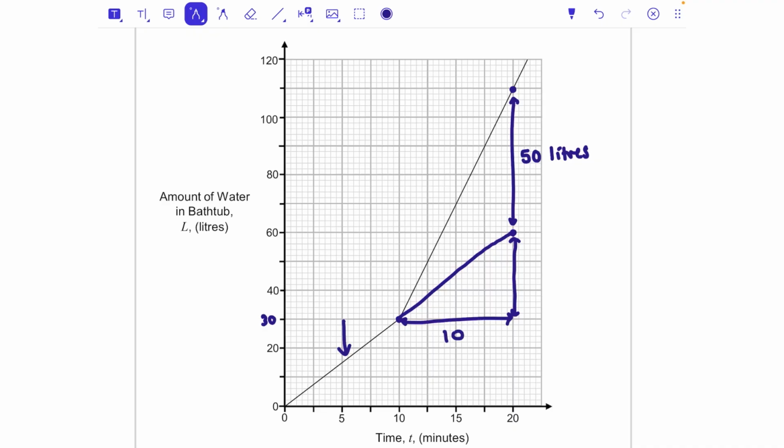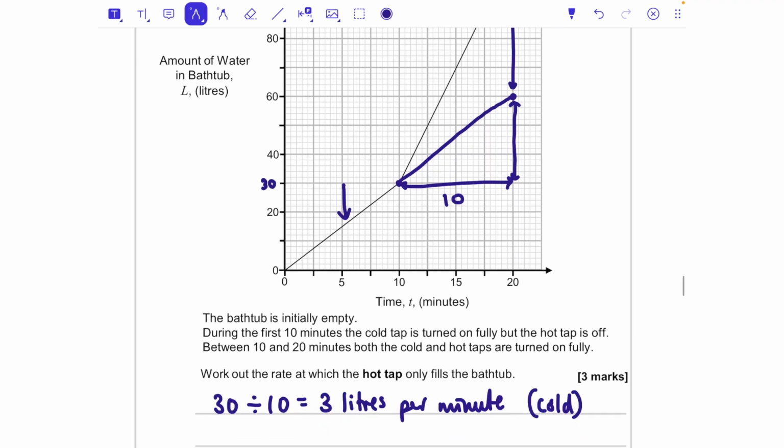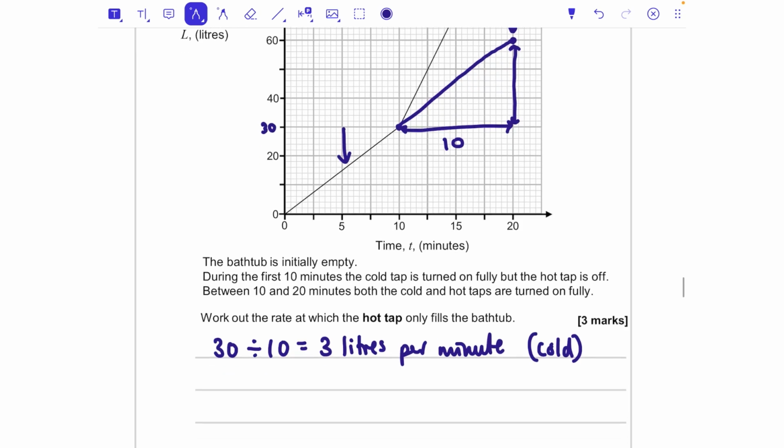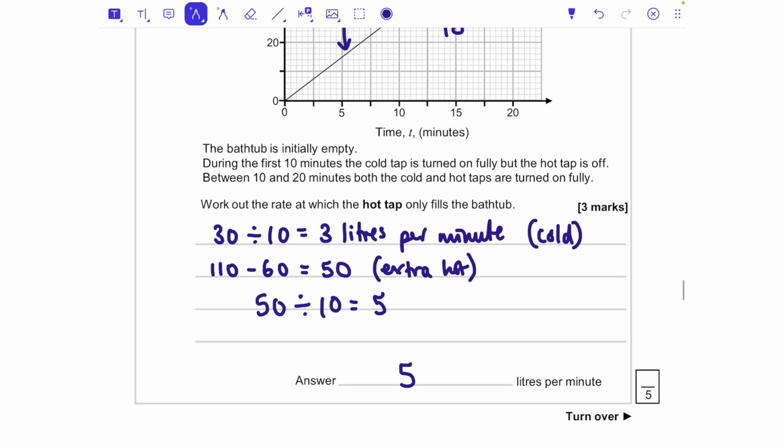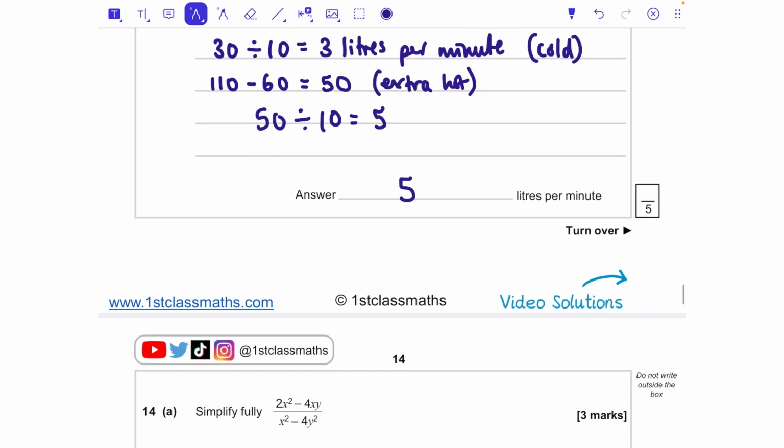So if I do 50 divided by 10, I'll find out the rate at which the hot tap was flowing in. So I'm going to do 110, take away 60 is 50, which is the extra hot water, or the extra water that is hot, I suppose. And that was over 10 minutes, so 50 divided by 10 gives you 5 litres per minute as the rate of flow for the hot water.